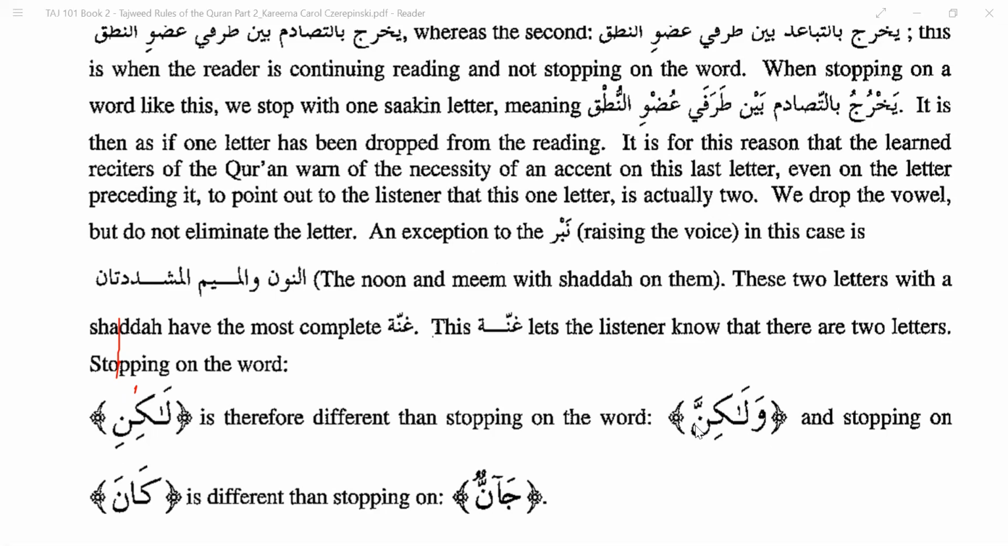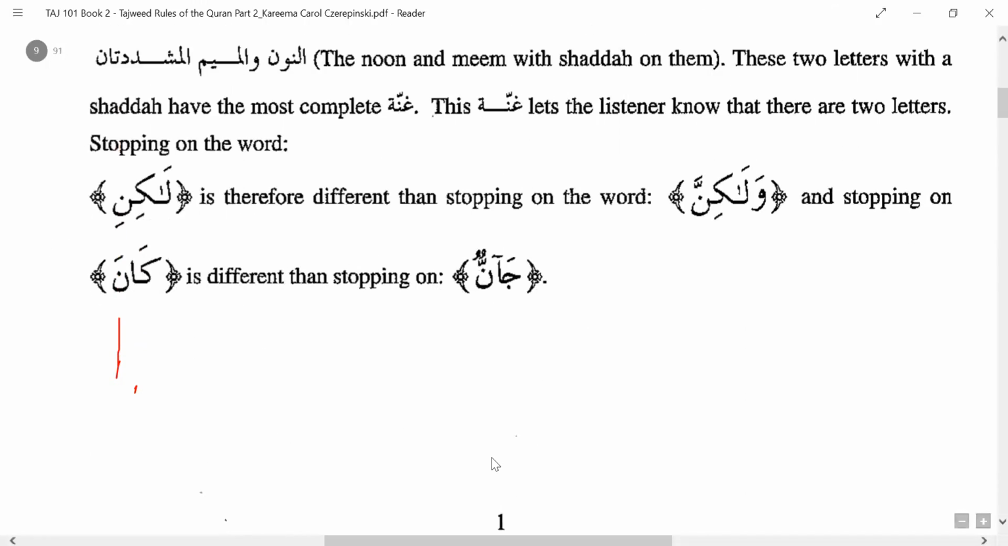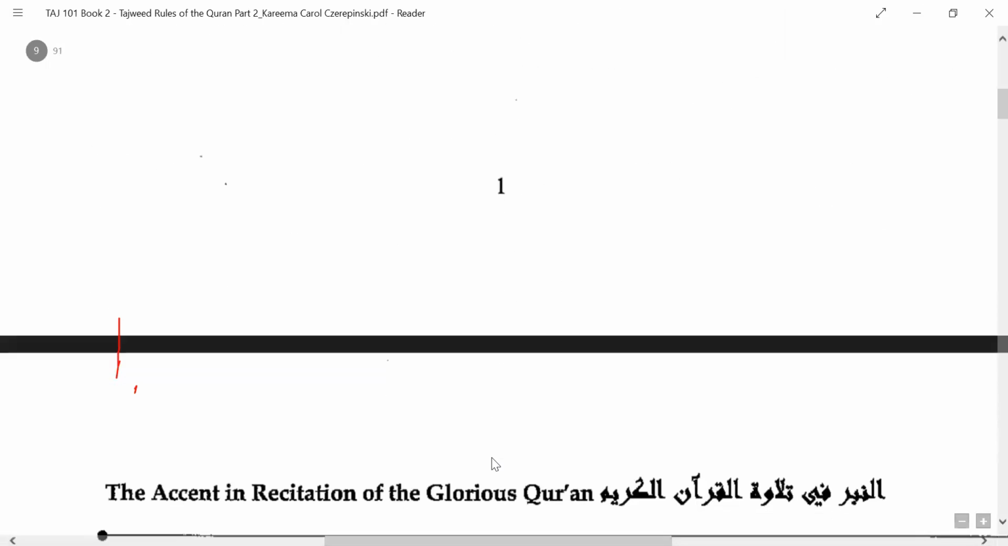So what you need to do is, when you say this one, noon shadda, and you stop on it, you have to do a complete gunna. Walakin. You have to complete the gunna. Same thing here. Kana. When you stop as can, this is different than when you stop on jan, because this is noon shadda. So you will do jan. You have to complete that noon shadda, the gunna. So that is one instance where you have to do nabr, is when the alphabet has a shadda and you're going to stop on it.